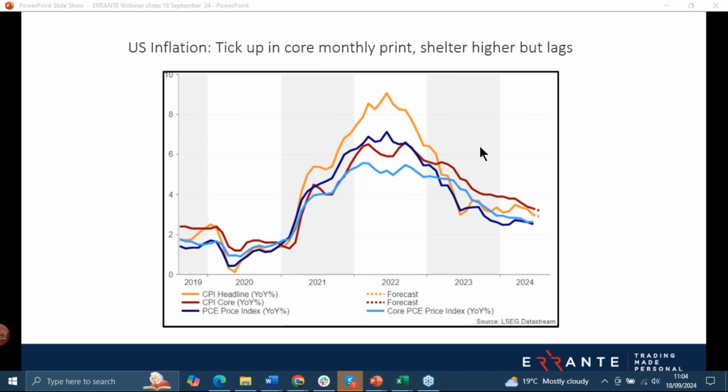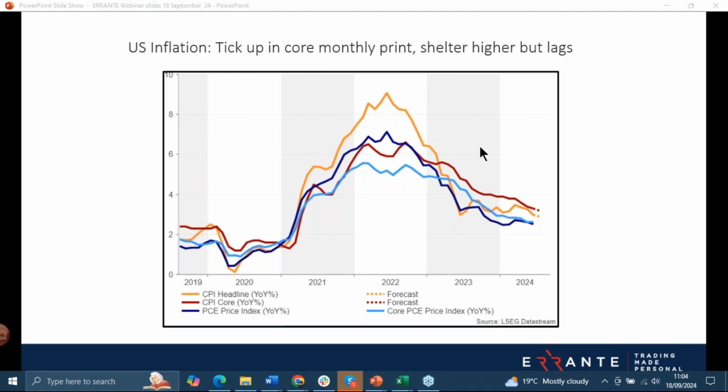The core year-on-year was in line at 3.2%, as expected and as previously printed. And then the headline month-on-month was at 0.2%, which was expected, unrounded 0.187%. And then the headline year-on-year was slightly softer than anticipated, printed at 2.5% versus an expected 2.6%.